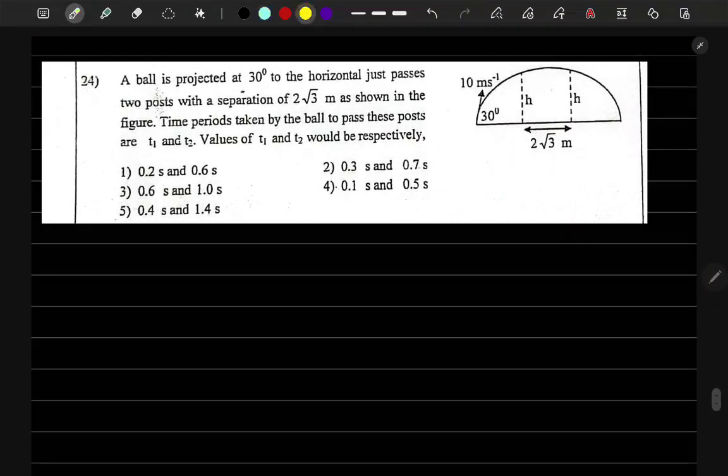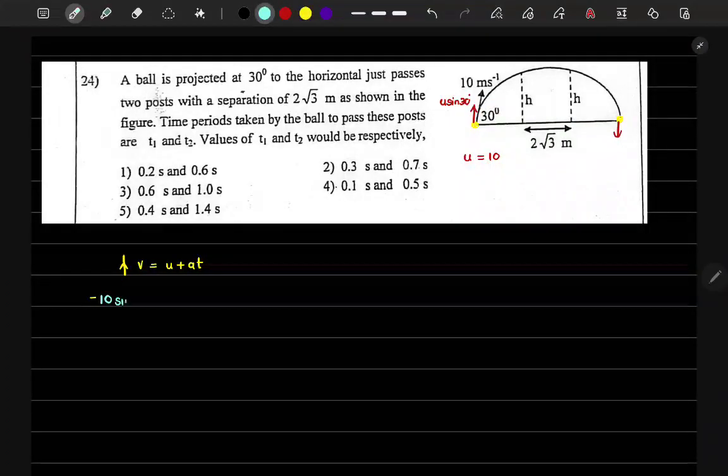Question number 24. Now in question number 24, the first thing that you must do is to find out the flight time. To find it out, you can use v equals u plus at for the total flight, for the total projection. So at the end of the motion, what would be the vertical velocity downwards? That would be the same as the speed initially, which is u sin 30, where in this case u is 10.